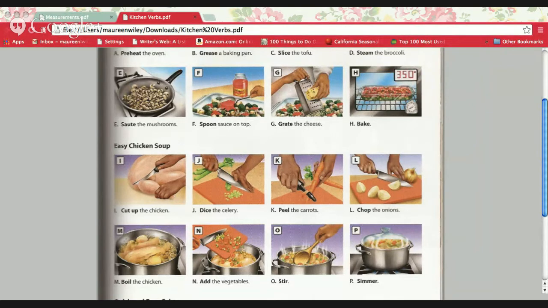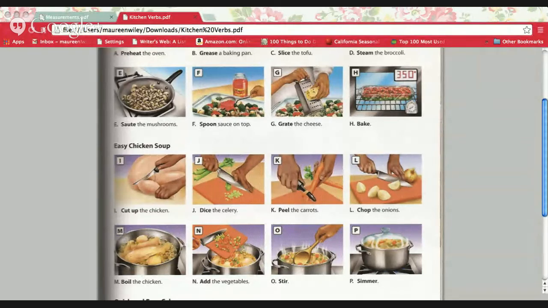So a good example is to simmer a soup for several hours, for many hours. Or simmer rice. You can do that too. You can simmer lots of things. You can simmer vegetables. You can simmer broth.